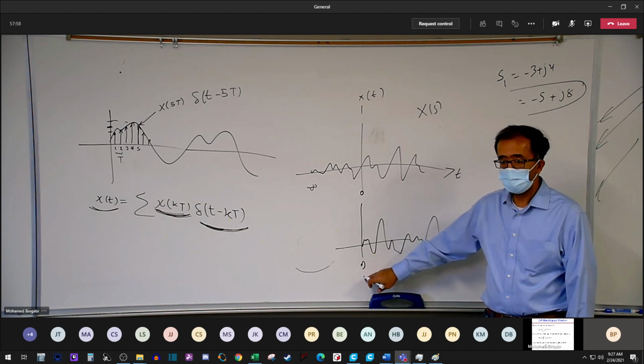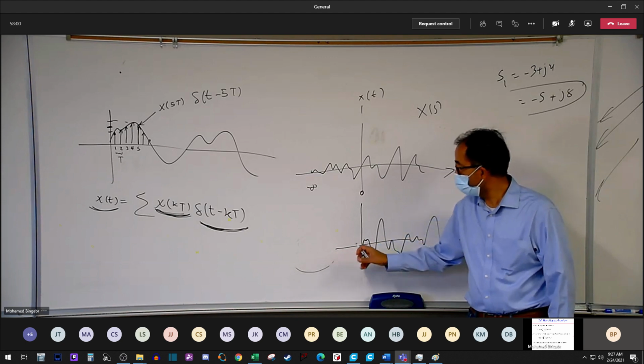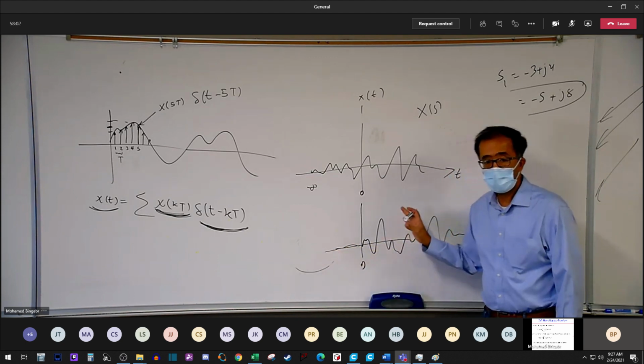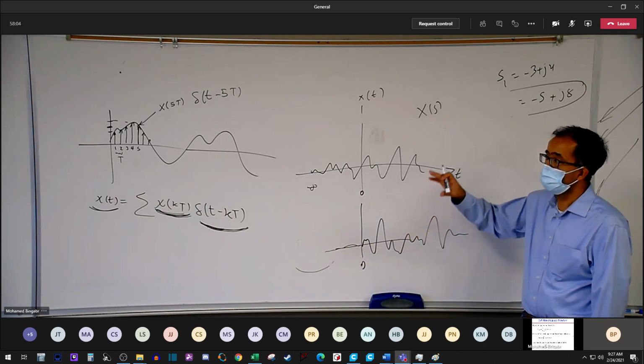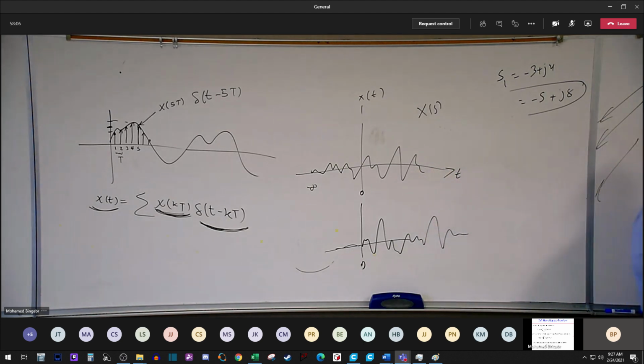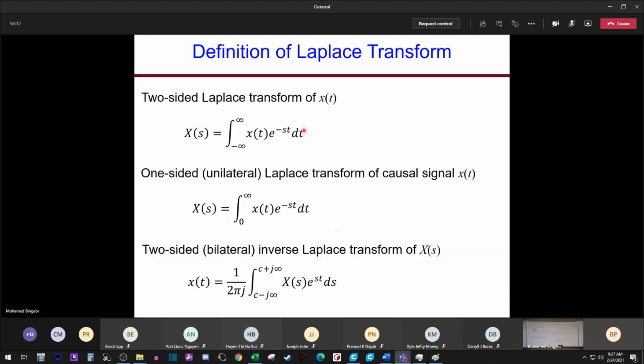Now, if you have a signal that doesn't have value at negative t, that's a causal signal, and now we use the one-sided Laplace transform. That means we use these. And this is exactly the same as this. The only thing is the lower limit of the integral is 0, because t here starts from 0 to infinity.